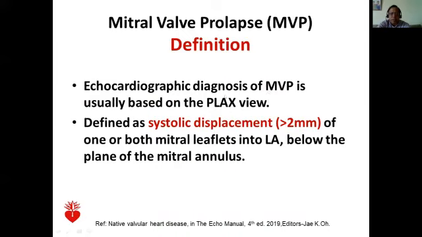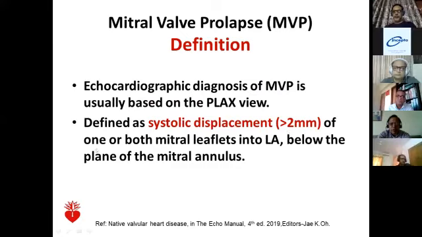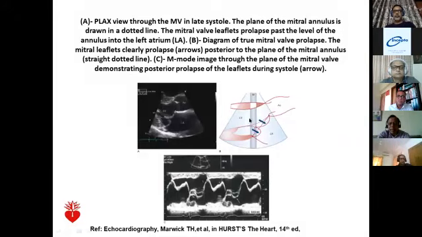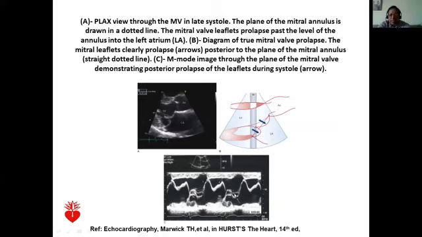Echocardiographic diagnosis of MVP is usually based on the parasternal long axis view and defined as systolic displacement of more than 2 millimeters of one or both leaflets into the LA below the plane of the mitral annulus. I'll show the picture. This is the diagrammatic picture, the plane of the mitral annulus, and this is the prolapse of the mitral valve. And this is the 2D image. You can see the prolapse beyond the mitral valve annulus. This is the MVP, posterior displacement of the mitral valve.